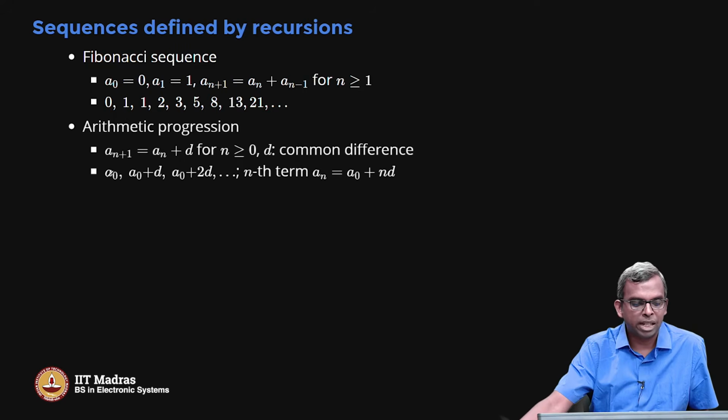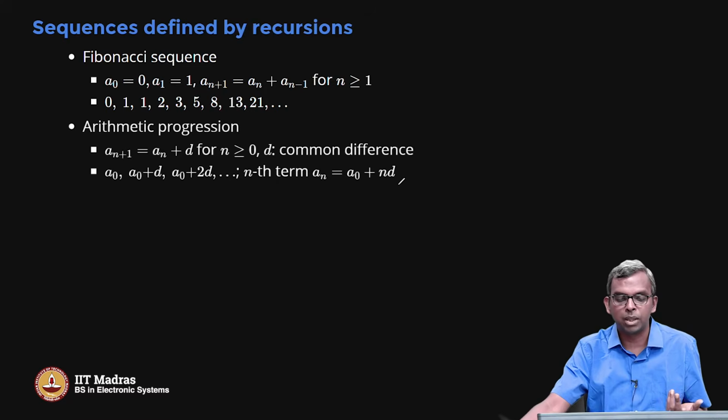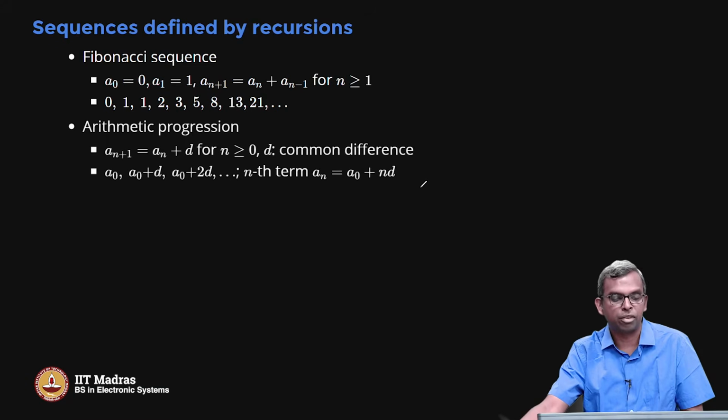And if you do this, you see a0 will be there, and then you'll have a0 plus d, then another d has to be added, it's a0 plus 2d, a0 plus 3d, and so on. So the nth term will have this wonderful looking formula, which is an equals a0 plus nd. Okay, so this is arithmetic progression. You might have studied it. It's a sequence. Once again, a very simple recursion defines it.